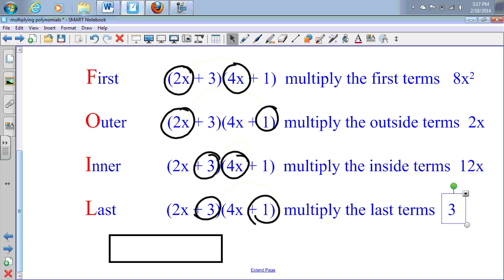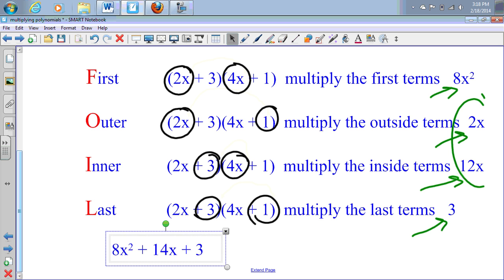So when we look at these terms, we have an 8x squared, we have a 2x, we have a 12x, and we have a 3. Right here, our inner and outer terms are going to give us like terms, so we'll need to combine those, resulting in 8x squared plus 14x plus 3.